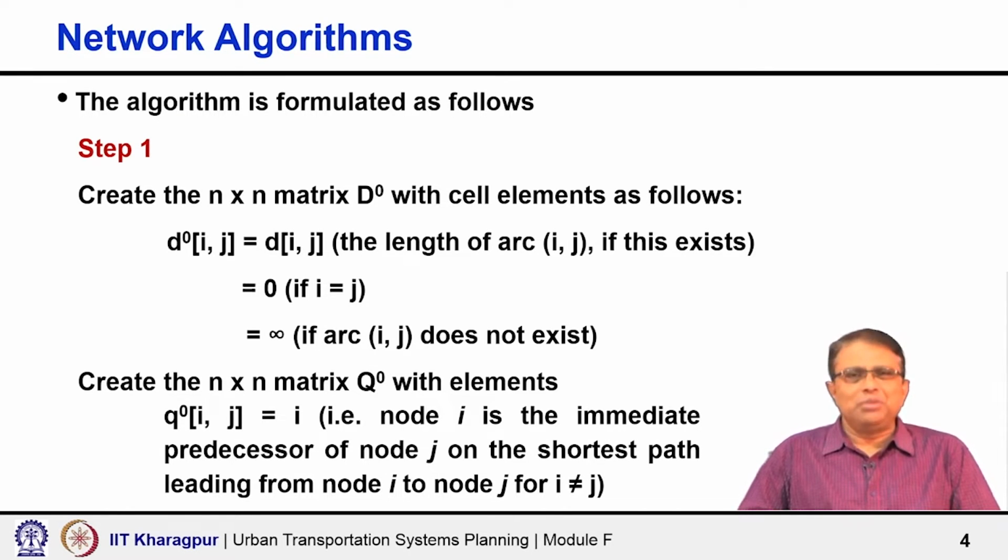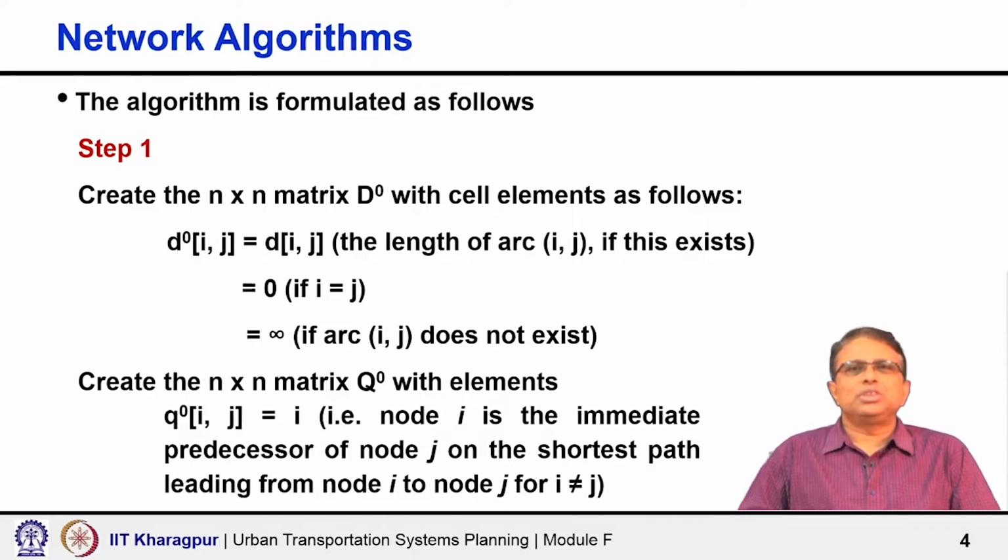We have an n by n matrix, that matrix we call the D^0 matrix, and there will be elements D^0(i, j), from node i to j, the shortest path we are talking about. That will be equal to d(i, j) if arc (i, j) exists.